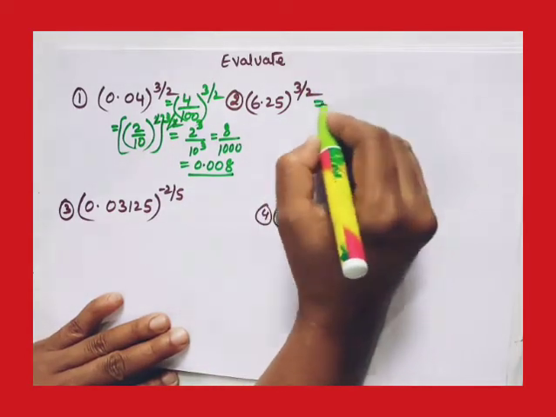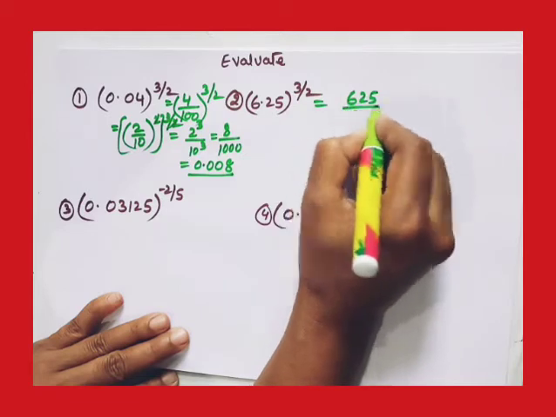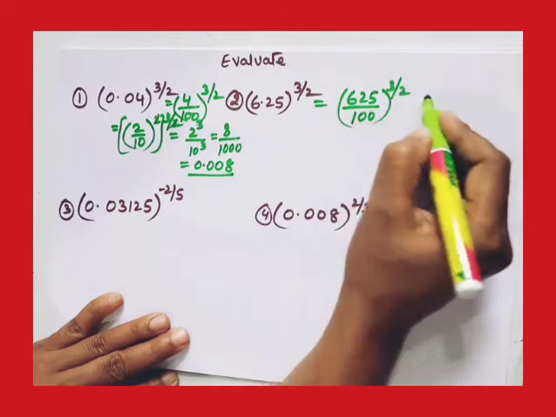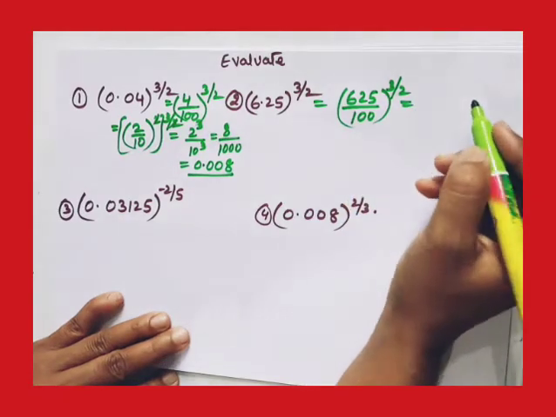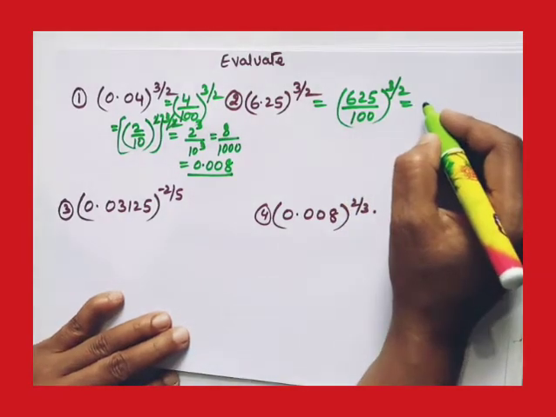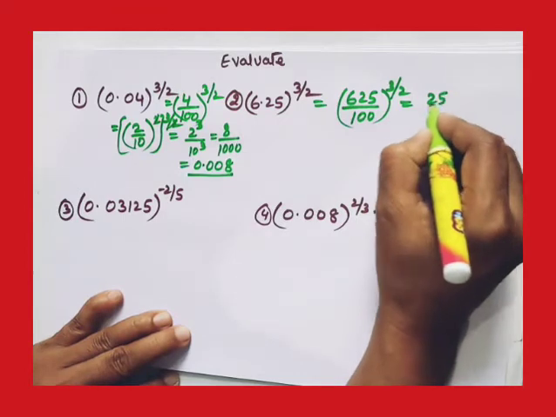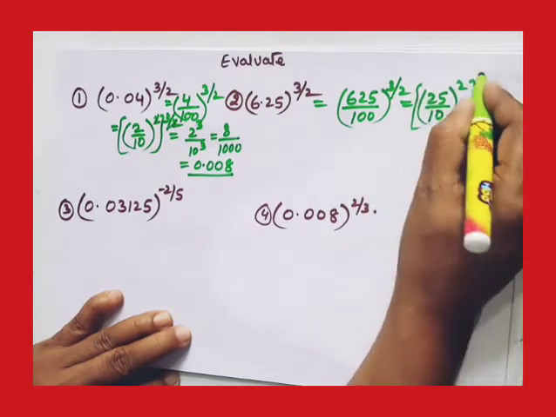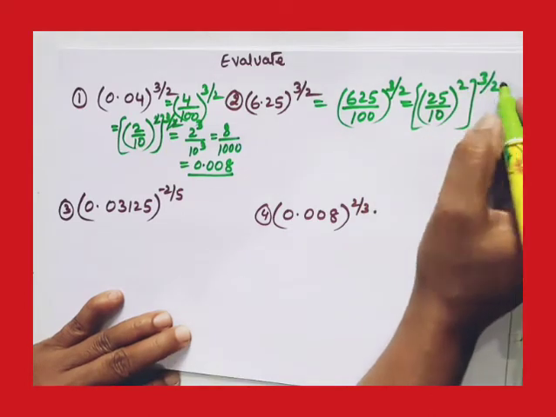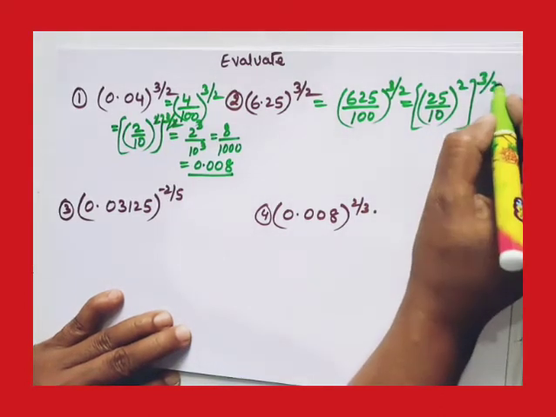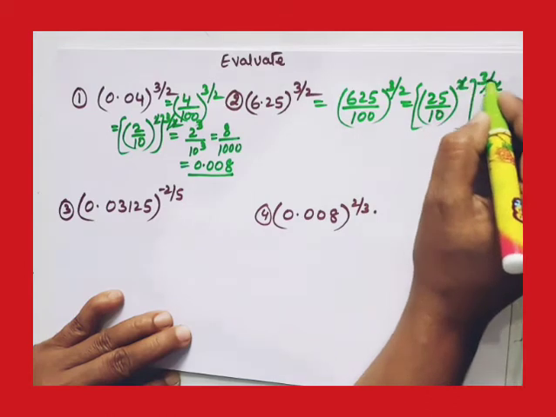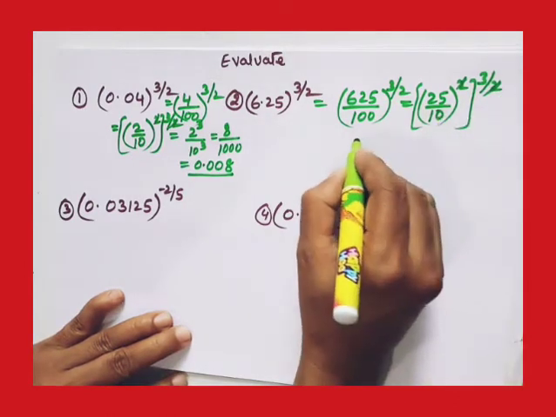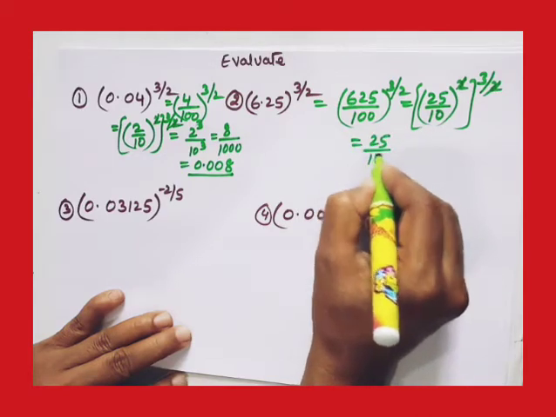Now see the next one. 6.25 to the power 3 by 2. Again change it into fraction. This will become 625 by 100 to the power 3 by 2. That means 25 square by 10 square. So you can write it as 25 by 10 whole square to the power 3 by 2. Again the same thing, a to the power m whole to the power n. So your 2 and 2 will be cancelled. You will get 25 by 10 whole cube.